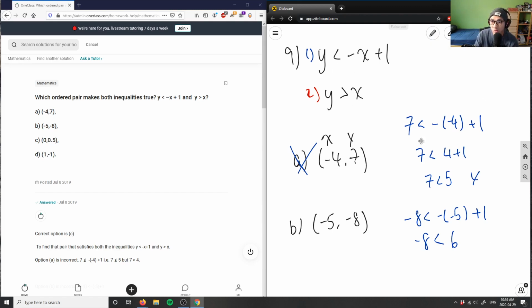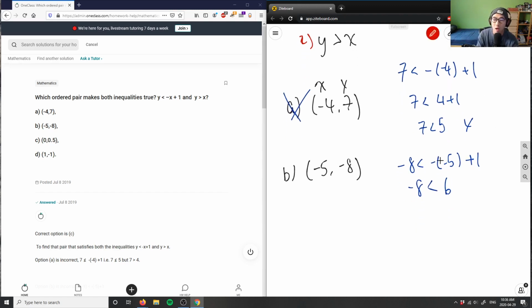And then let me check the second restriction. y has to be greater than x. So is negative 8 greater than negative 5? In this case, this is not correct, right? I know that negative 8 is actually less than negative 5. So this solution is not correct. So this ordered pair does not work.